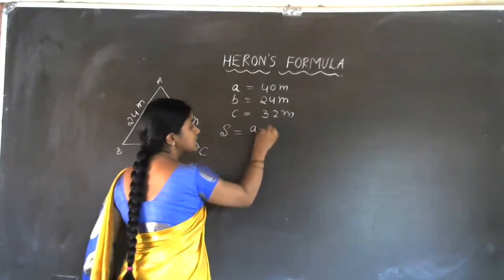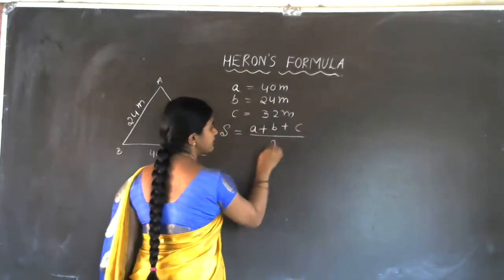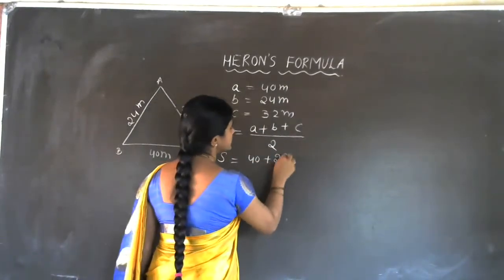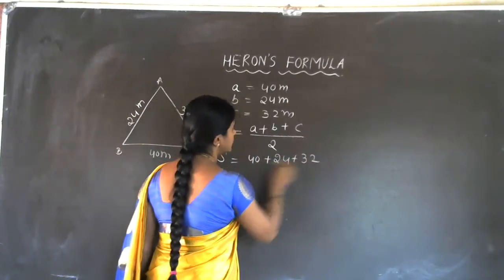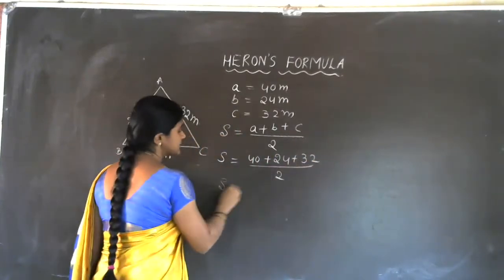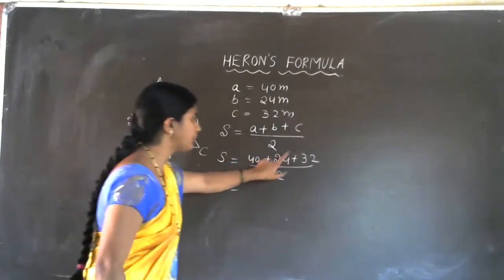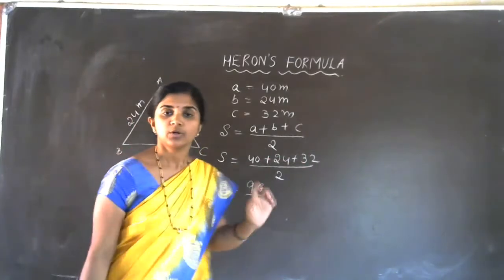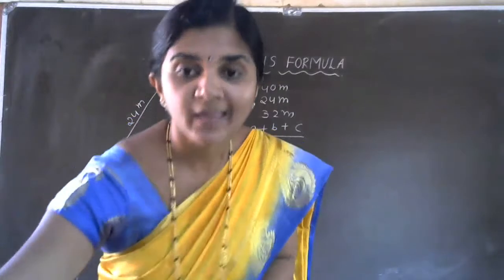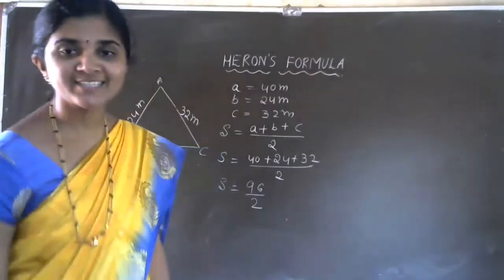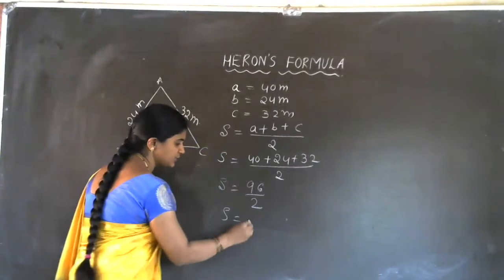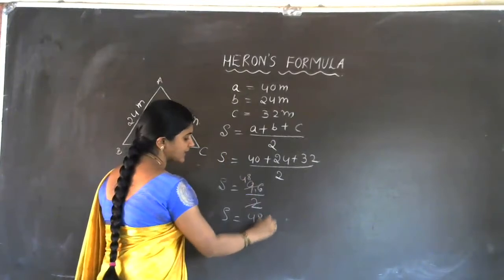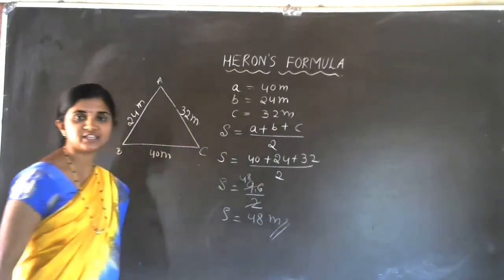S is nothing but the semi-perimeter, A plus B plus C divided by 2. So S is equal to A which is 40, plus B which is 24, plus this one which is 32, divided by 2. S is equal to 40 plus 24 plus 32, that is 96, divided by 2. Can you tell me the answer? 2 ones are 2, 2 fours are 8, so S is equal to 48 meter.